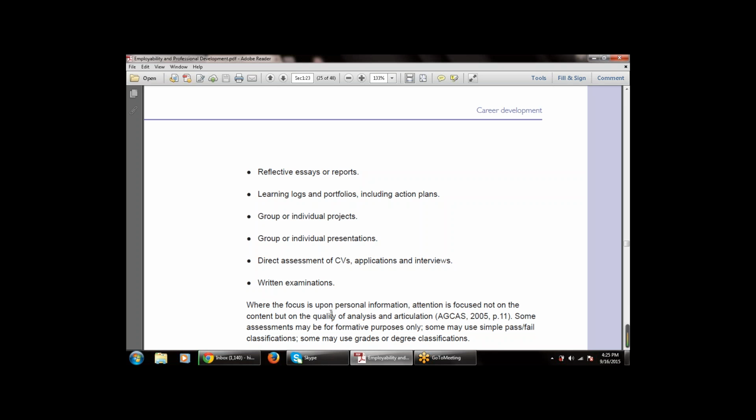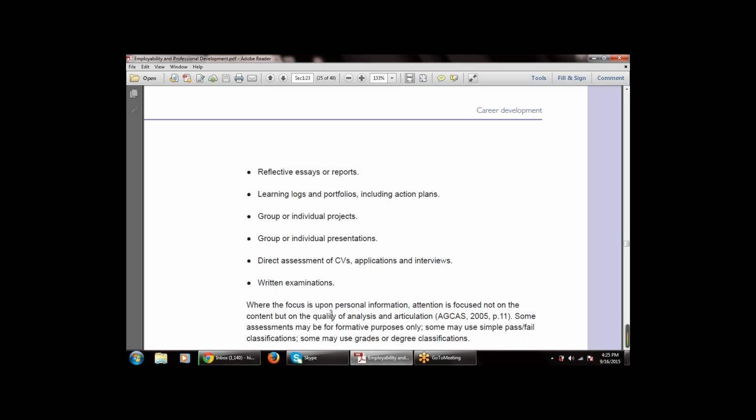So these are the various assessment methods used. One is the reflective essay or report, which must be written for assessment purposes. Then the learning logs and portfolios, where entries are maintained as data entries, and these include the action plan.